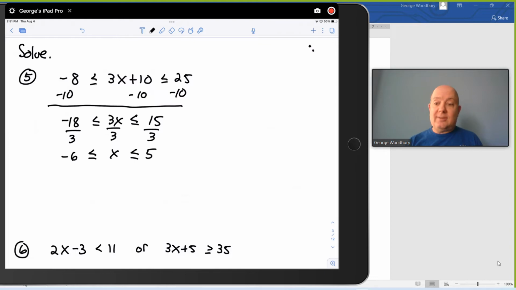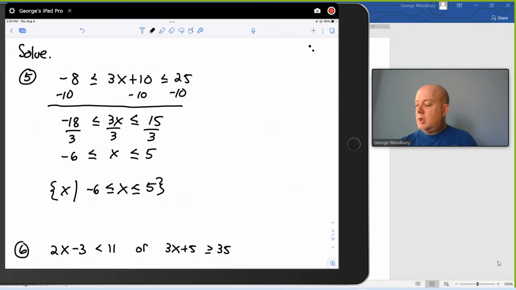And so in set builder notation, it's simply the set of all x such that, and then we copy down the inequality. Negative 6 less than or equal to x less than or equal to 5. You can kind of think of it as between, right? We're looking for the values of x that are between negative 6 and 5, including negative 6 and 5, because of the equal signs.